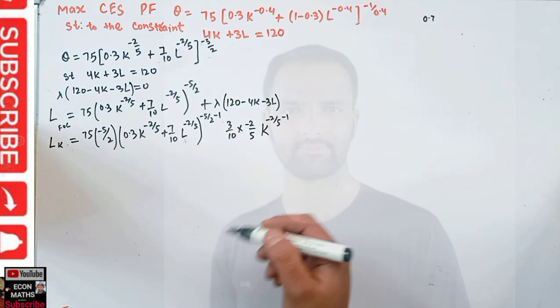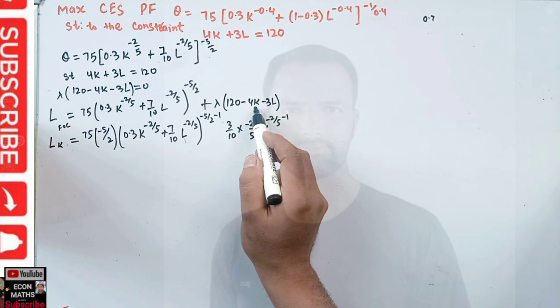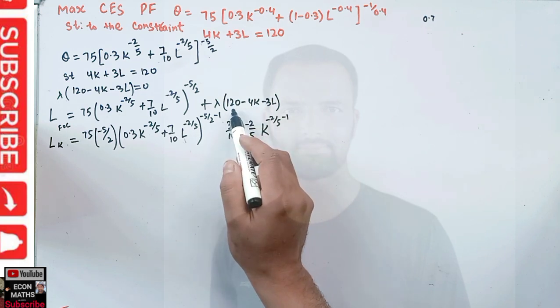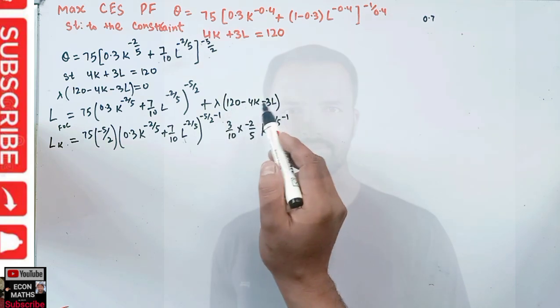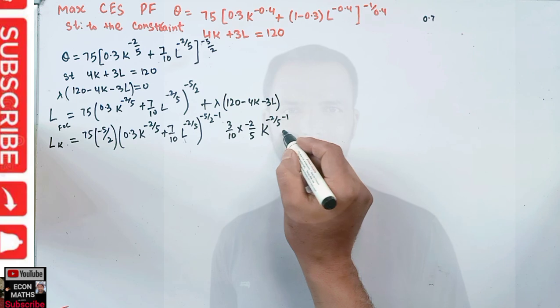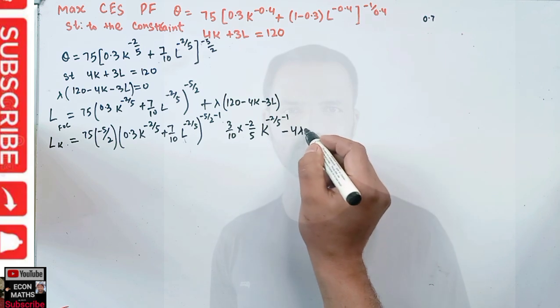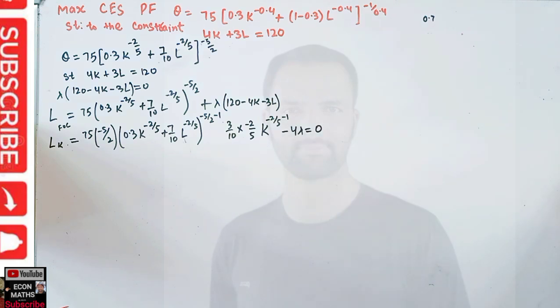Then what is the derivative of k here? The derivative of k is 1, since no k is involved in the first term and last term, so their derivative will be 0. Now 4 into lambda, so we have minus 4 lambda is equal to 0. I hope I am making sense here.